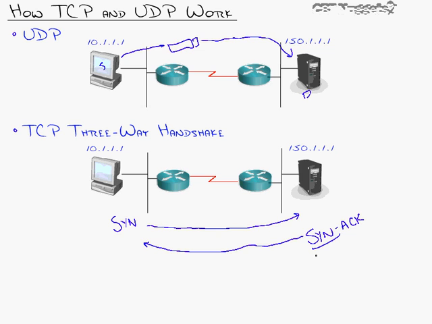Meaning SYN, I want to begin a conversation with you. I want to synchronize myself with you. And at the same time, I want to acknowledge, ACK, that I got your SYN packet. Now remember, everything in TCP is reliable. So this one's going to say, got it, and send that right back over. It will acknowledge that SYN ACK packet and just say, got it, now we're good to go.